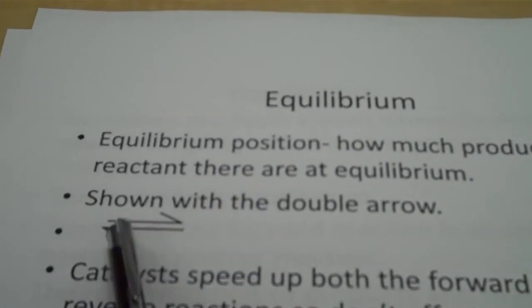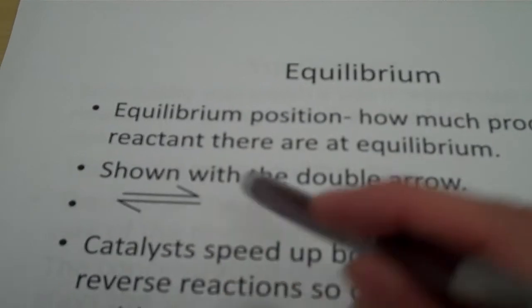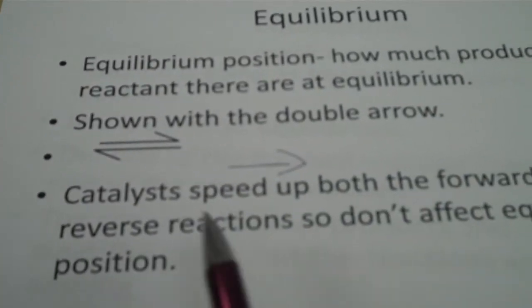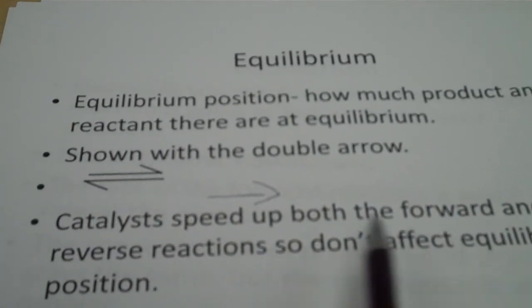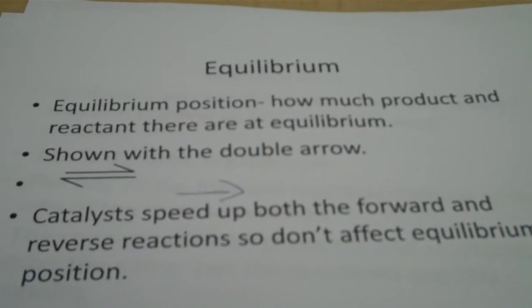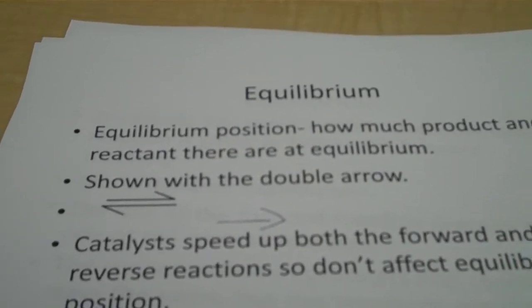So we show this with the double arrow. This is what we're going to put now in our reaction. Instead of just the forward boring arrow we've had before, we're now going to have a double arrow going back and forth. It kind of looks like our electron arrow on the side, which is half of an arrow, but that is what they look like. These are our equilibrium arrows. A catalyst can speed up both the forward and reverse reactions, but does not affect the equilibrium position. So you're still going to have the same amount on both sides.